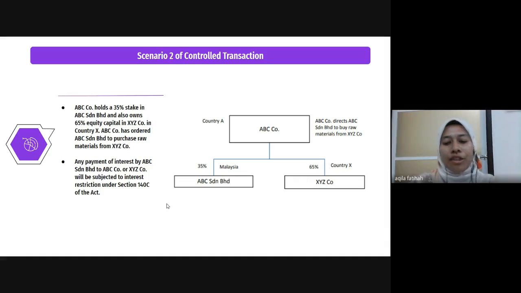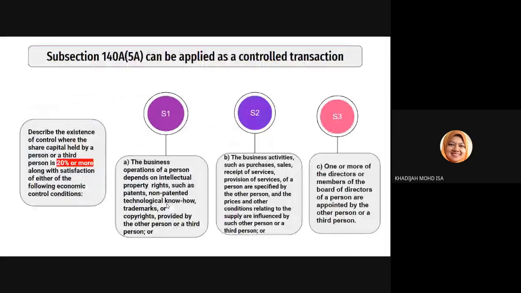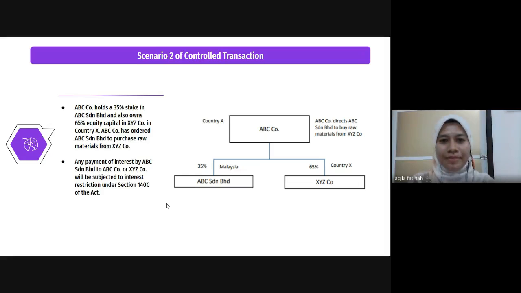Can you just go back to your earlier slide on scenario 2? I just want to get back. Business activities such as purchase, sale, receipt of service of a person are specified by the other person. So in this case, ABC company specifies to ABC Sdn Bhd to purchase from XYZ Co. Yes, so that's the second condition. Because you fulfill the first and the second condition, then any interest payment made by ABC Sdn Bhd to ABC Co or XYZ Co, the interest is restricted. Correct. All right. Thank you.